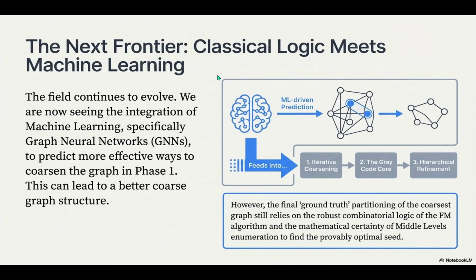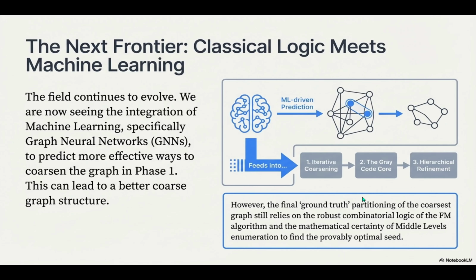So where does this go next? Is this a solved problem? It's never completely solved. The new frontier is actually in machine learning. Specifically, people are using graph neural networks, GNNs, to try and improve phase 1. The coarsening. Yeah. They're training models to make smarter decisions about which components to merge at the very beginning to create an even better coarse graph before you even get to the gray code part. So the AI is helping with the initial setup. It's making the shrink phase more intelligent, but, and this is the important part, the final ground truth, the thing that guarantees the quality of the seed, still comes back to that classic, rock-solid combinatorial math of the middle levels enumeration. The math is still the final arbiter.